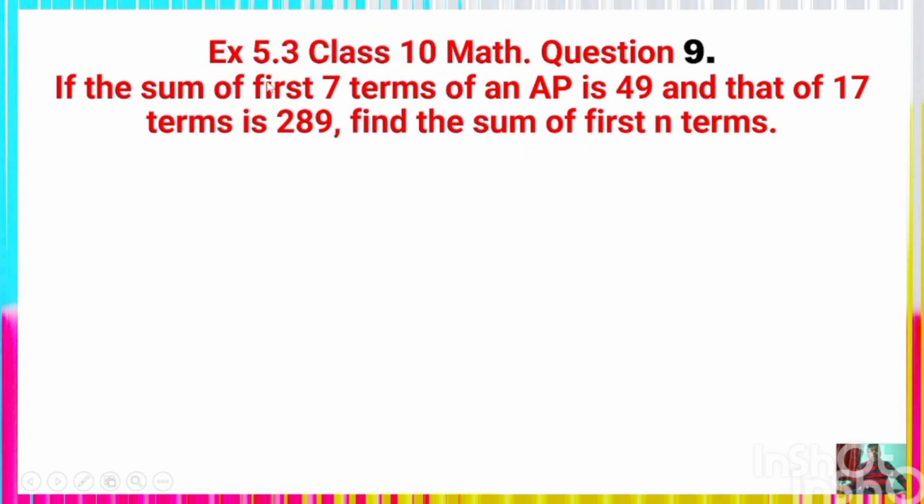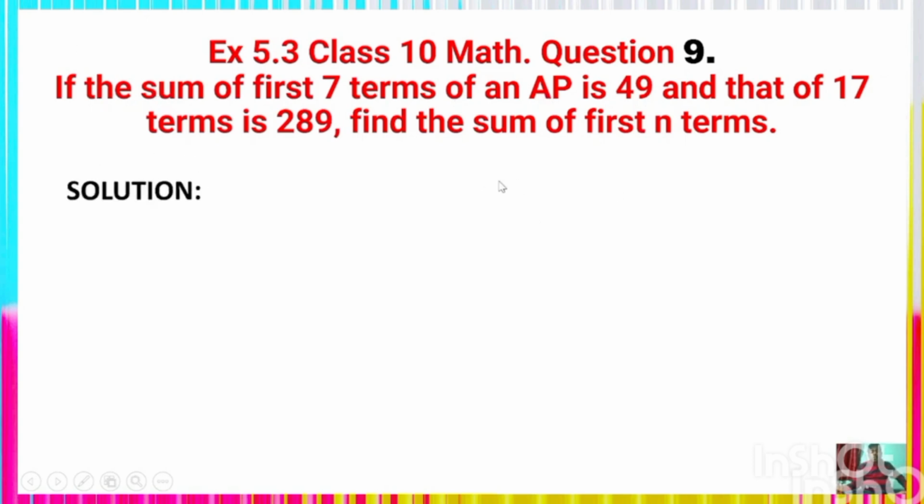Question number 9, exercise 5.3 of class 10 mathematics. Look at this question. Another important question for you. If the sum of first 7 terms of an AP is 49, and that of 17 terms is 289, find the sum of first n terms.